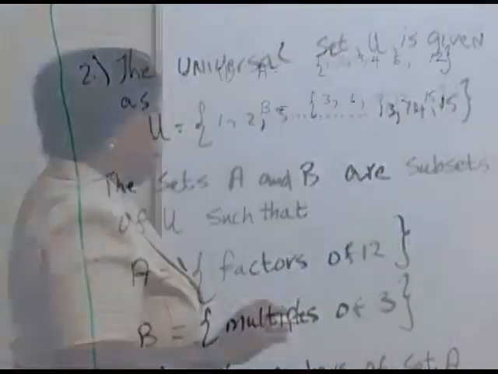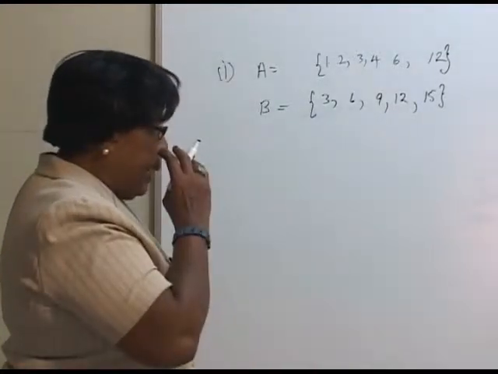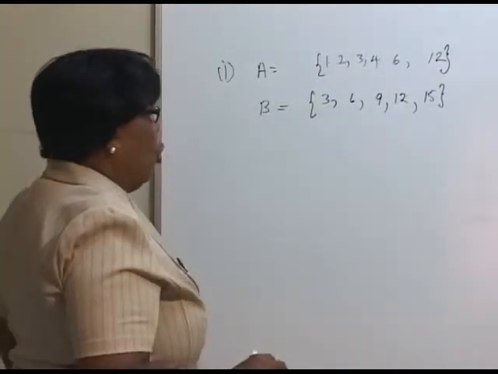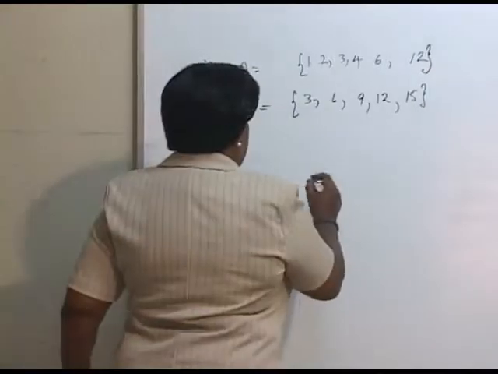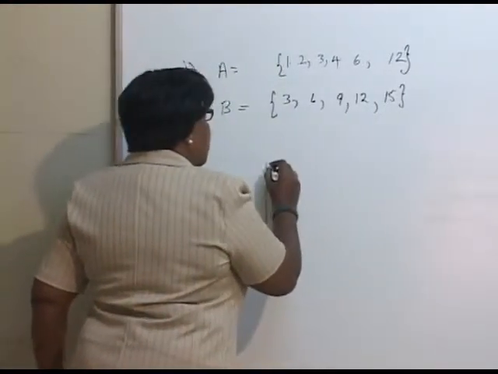Now it says represent the sets A and B and U on a Venn diagram. And here, Venn diagram, what word is that?